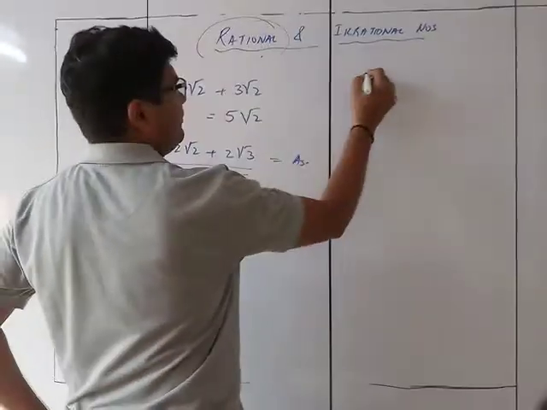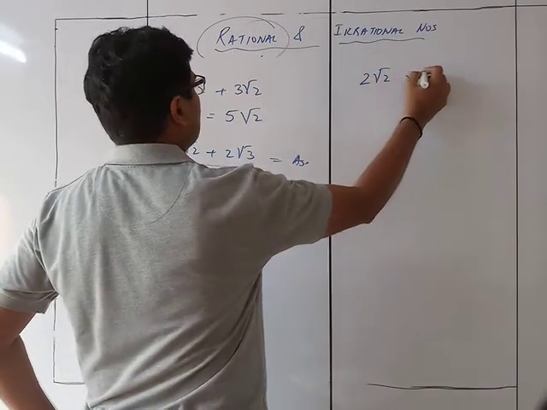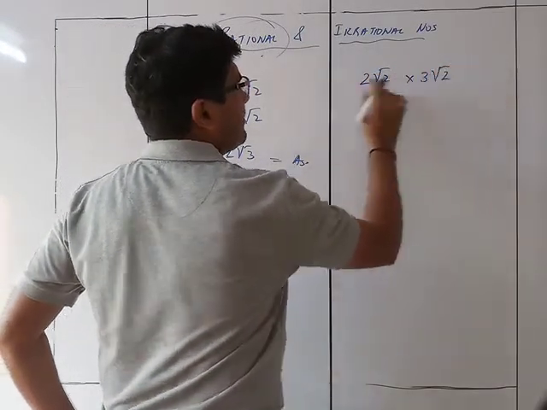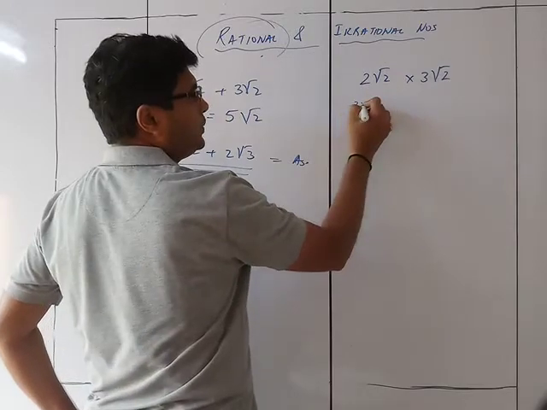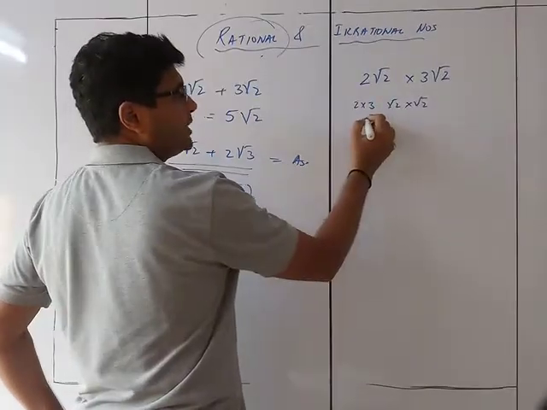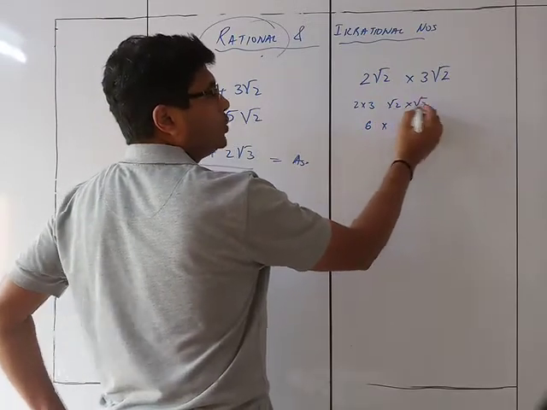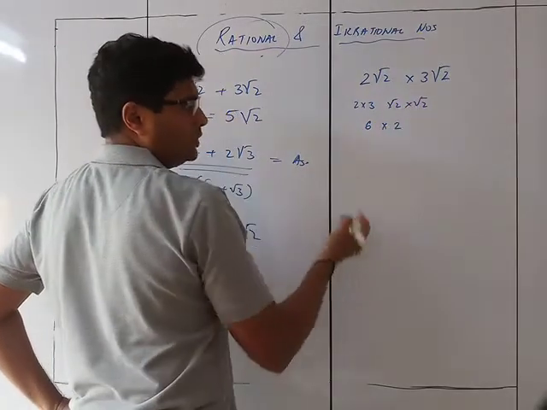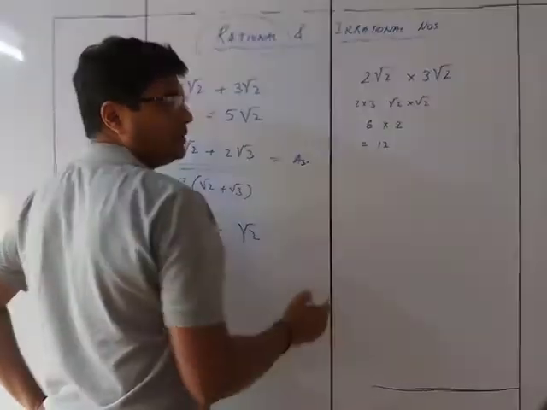So it's the same thing. If it is 2 root 2 into 3 root 2, then you are multiplying 2 and 3 completely. So 2 into 3 and root 2 into root 2. So this is 6 into, now root 2 into root 2 is 2. So therefore the answer is 12.